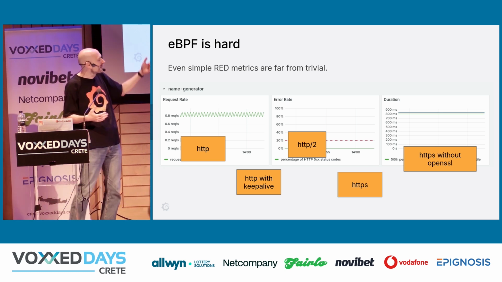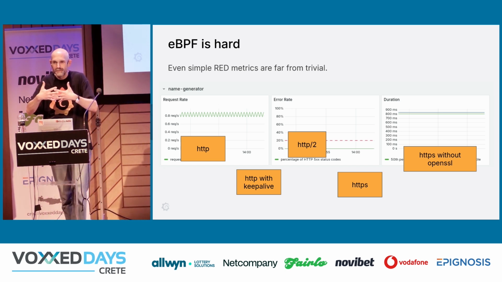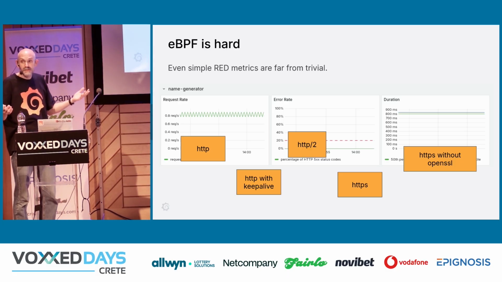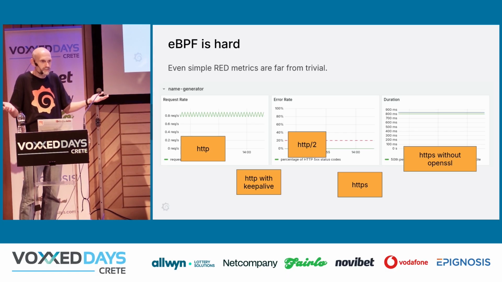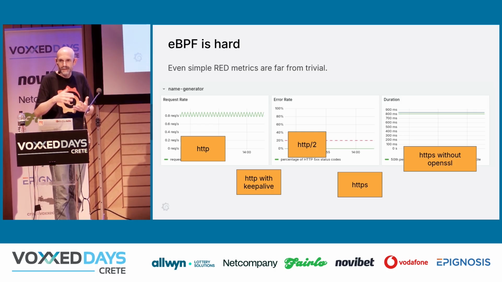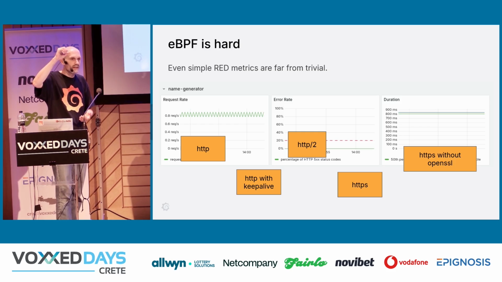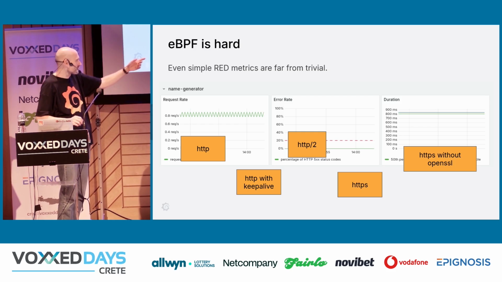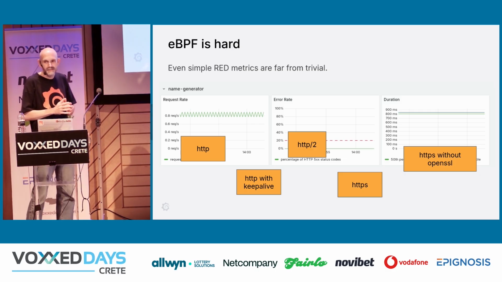And then you have HTTP2, where you have multiple requests in parallel over the same connection, and HTTPS, which is encrypted. So you cannot read encrypted traffic by just looking at the kernel. You need to look into the user space and grab the important information before it's being encrypted, so that you get things like the HTTP status code.